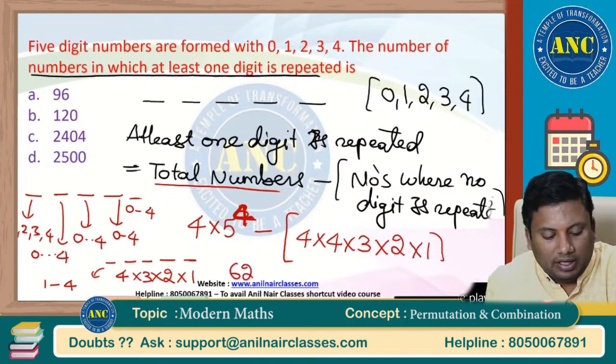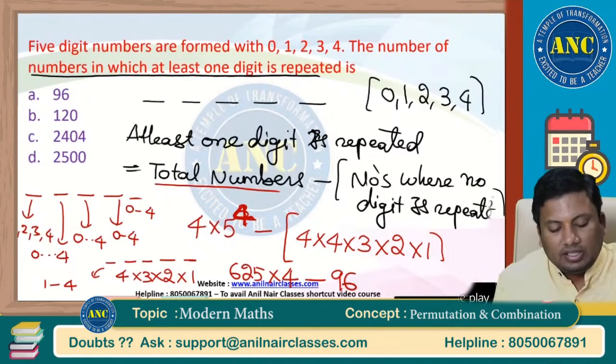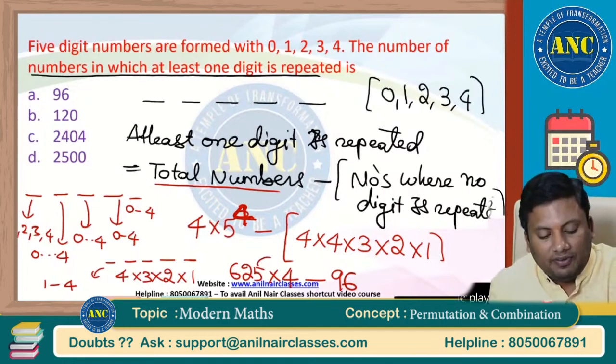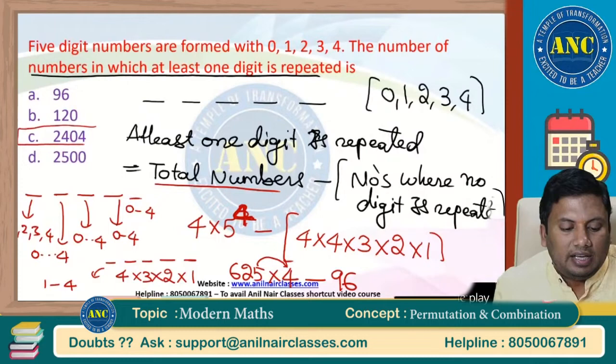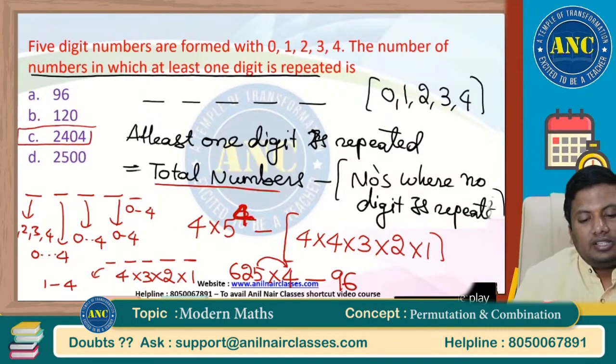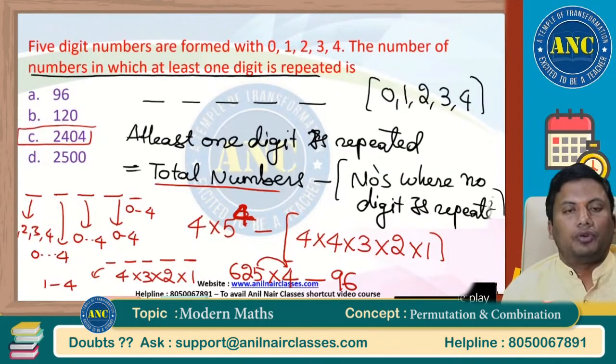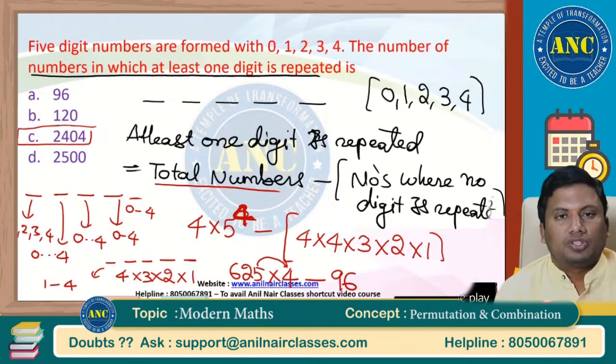These are nothing but 625 into 4 minus 96. 4 fives are 20, 0, carry 2. The answer is nothing but 2404.